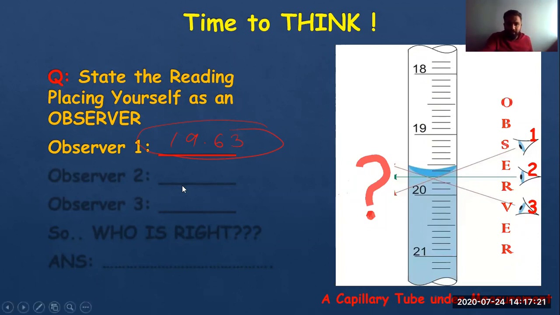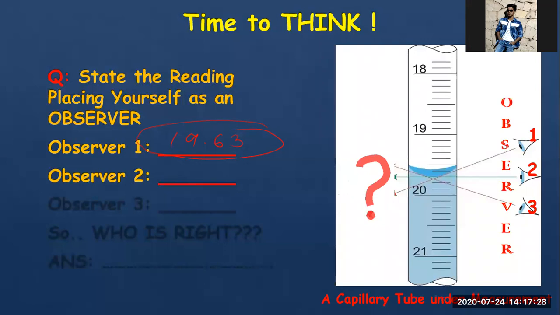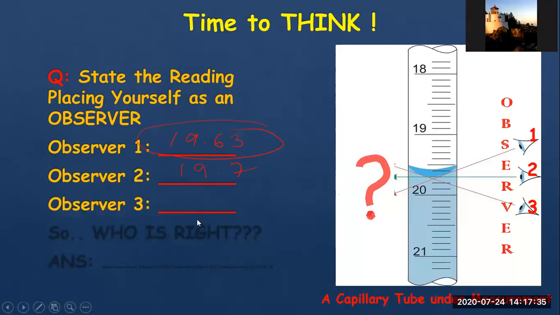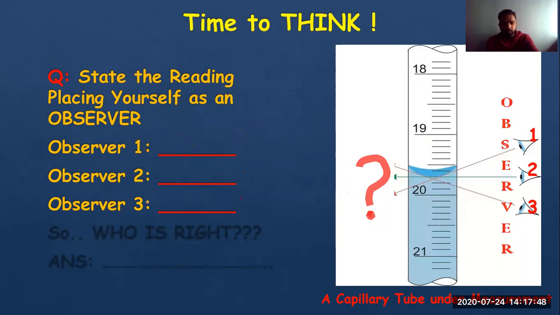Now I will ask you about the second observer. What will the second observer see? 19.7. Correct, he will see 19.7, okay? Now I will ask you about the third observer. What will he see? 19.8? 19 point 8 something. Suppose I am taking 19.83. This is 19.7 and this is 19.62.